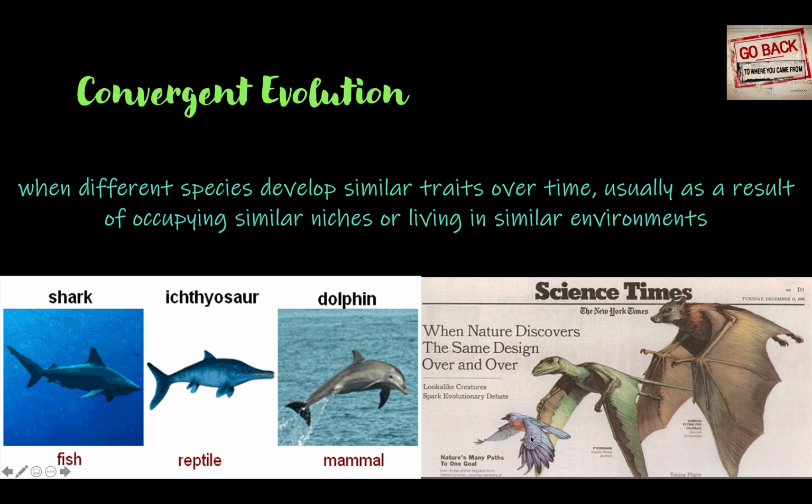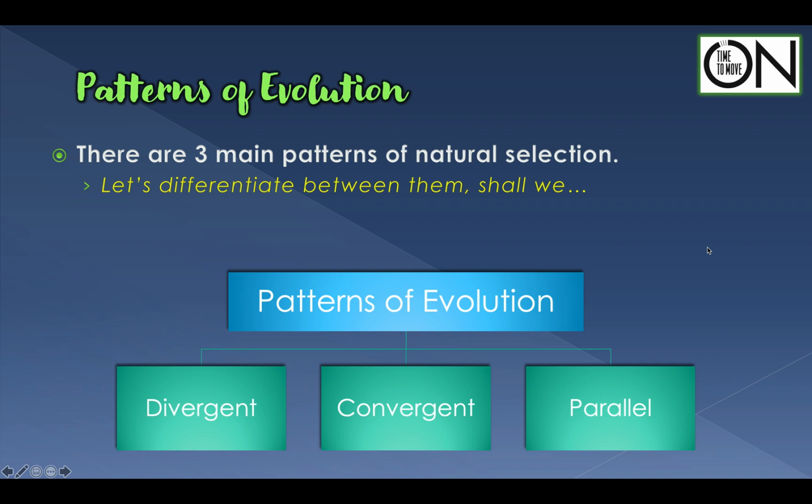You'll notice in this photo as well, we see convergent evolution. These are very different, right? A pterodactyl or a pterosaur, a dinosaur that flies essentially, a bird and a bat are all different. They're actually all different orders of animals. We've got mammals again, reptiles, and aves, birds. But all of them fly because all of them occupy a similar environment in this case, which is the air. So that's convergent evolution.